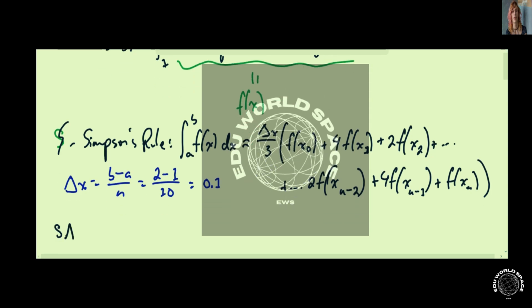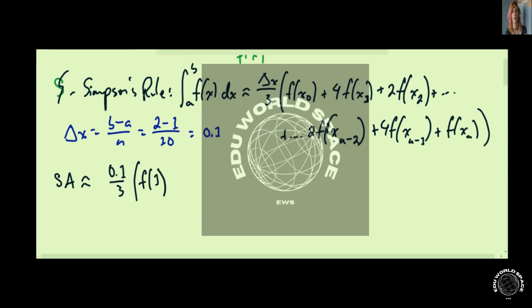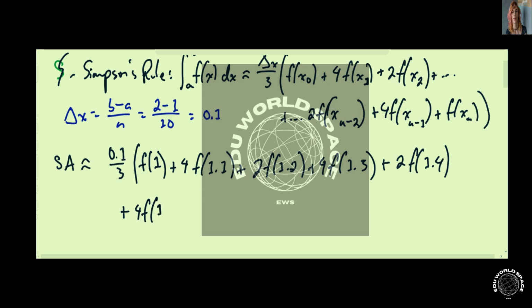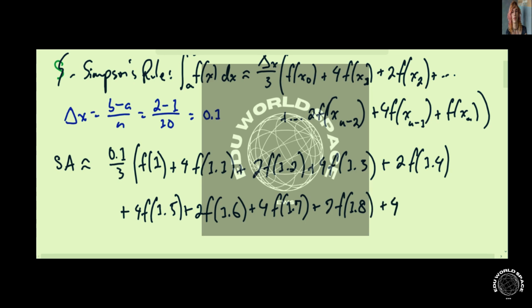We'll approximate then our surface area will be approximately 0.1 over 3 times f of 1, using our definition of the function we defined earlier, plus 4 times f of 1.1, plus 2 times f of 1.2, plus 4 times f of 1.3, plus 2 times f of 1.4, plus 4 times f of 1.5, plus 2 times f of 1.6, plus 4 times f of 1.7, plus 2 times f of 1.8, plus 4 times f of 1.9, plus f of 2.